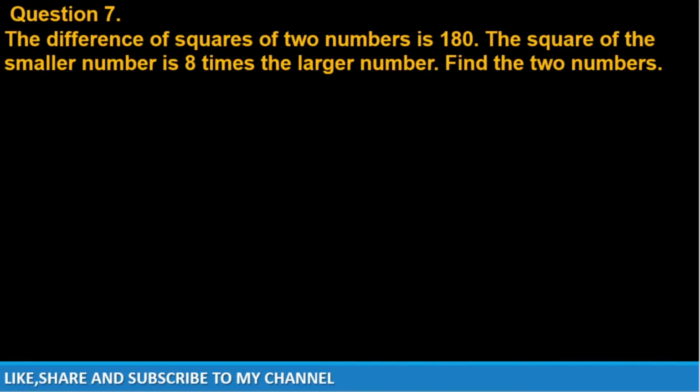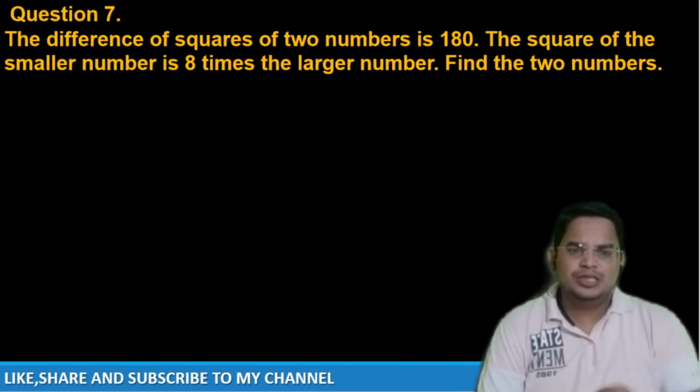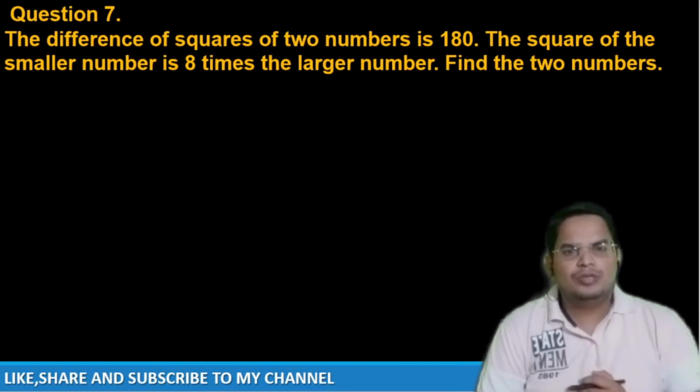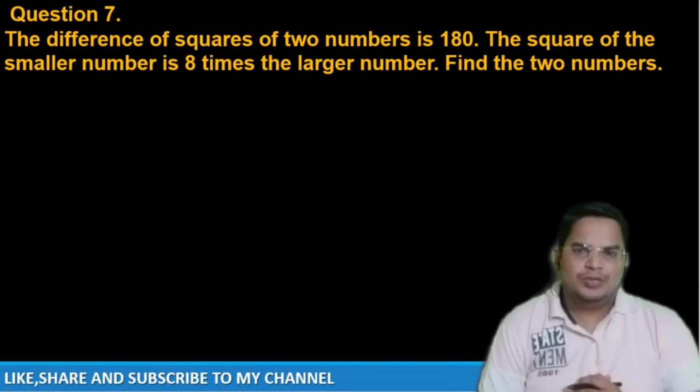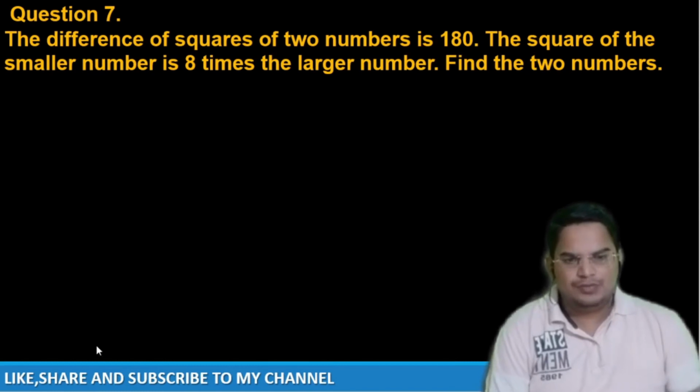Now we are moving to the next question. It is okay children, now we are moving to question number 7. What is given here? The difference of squares of two numbers is 180. The square of the smaller number is 8 times the larger number. Find the two numbers. Okay, see how to do this question.